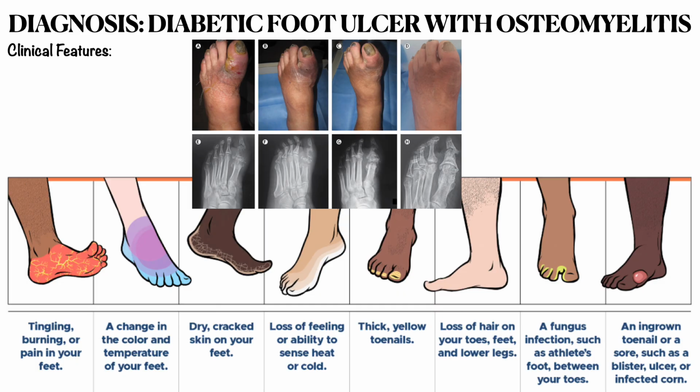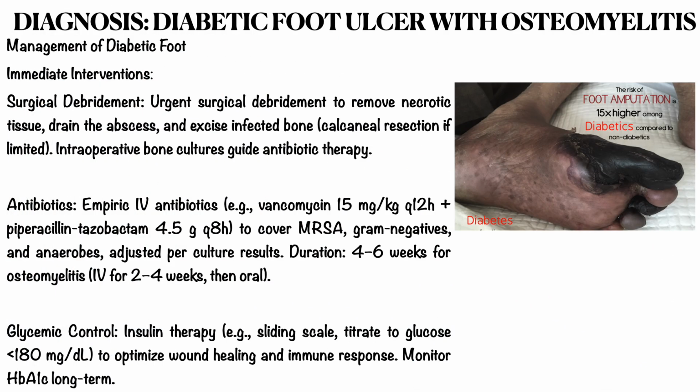So we have to tap into the management of diabetic foot now. The management is often surgical debridement, urgent surgical debridement to remove necrotic tissue, drain the abscess, and excise infected bone, calcaneal resection if limited, and also intraoperative bone cultures guide antibiotic therapy. So if the infection is extreme, then there is a risk of foot amputation, and the risk of foot amputation is 15 times higher in diabetics compared to non-diabetics.